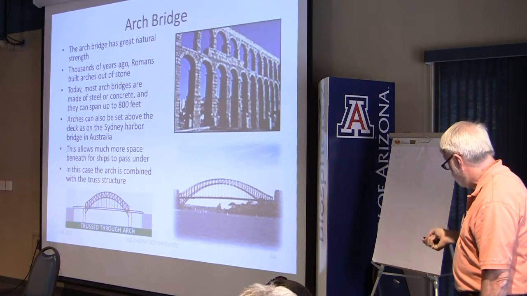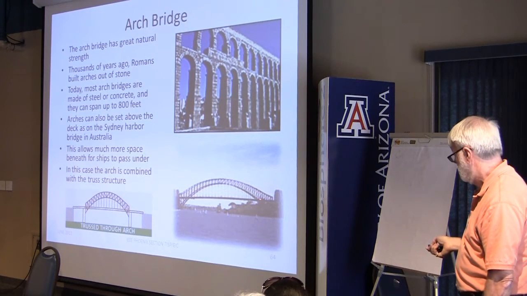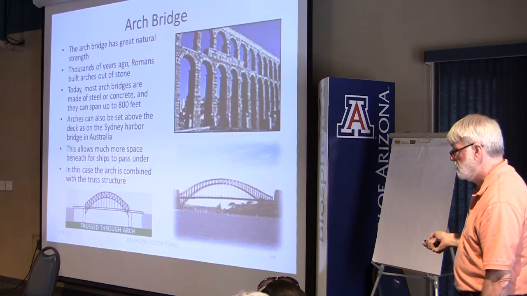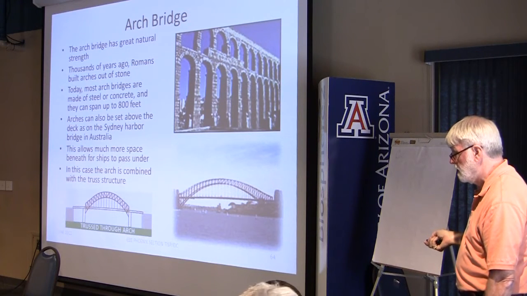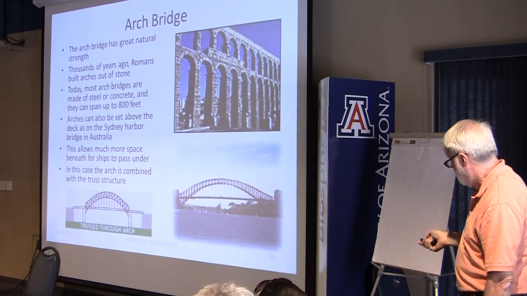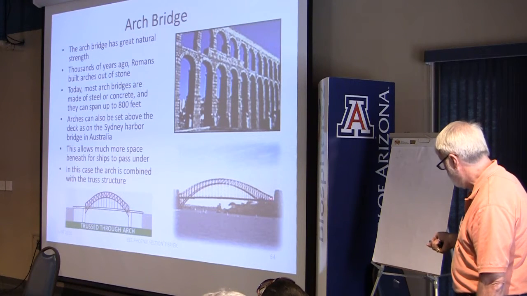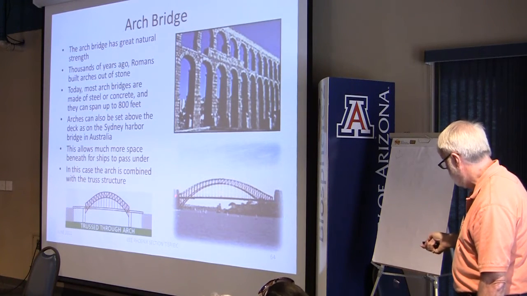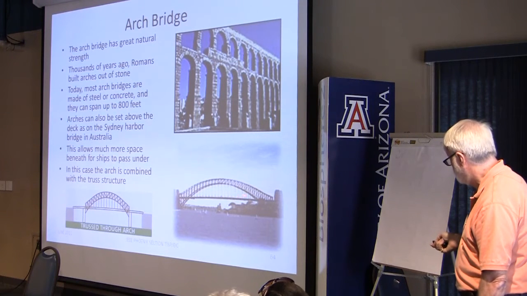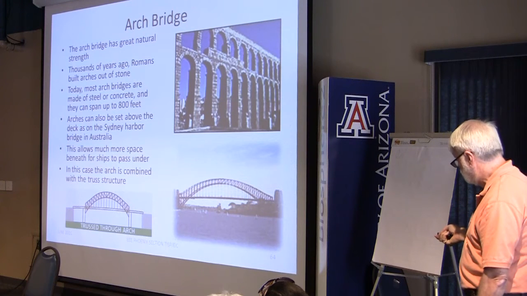The bridge below here is, everybody recognize this? This is the bridge, I think it is? It's the Sydney Harbor Bridge? Yeah. You can see it's basically an arch with truss work leading to the supports here on each bank. And obviously the big advantage here is you got more room for those boats to get under.